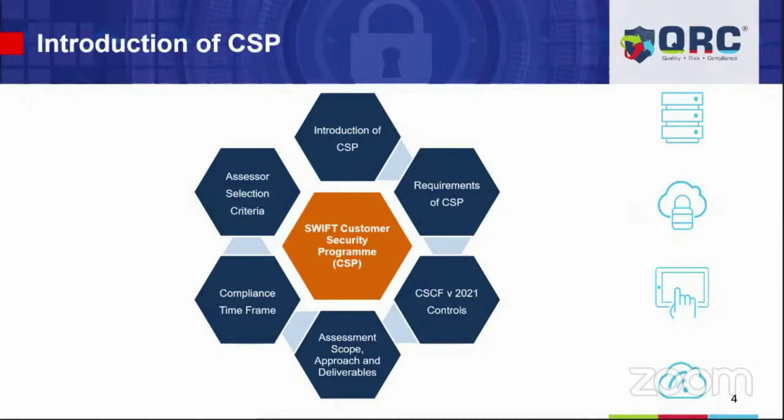So this is the Customer Security Program, and we are going to discuss the requirements of the CSP, and the latest version of the Customer Security Controls Framework, because every year they generally publish various versions, and sometimes they add some controls, sometimes they delete, or sometimes merge certain controls. So it is always better to refer to the latest framework which is recently published. The current one is version 2021.